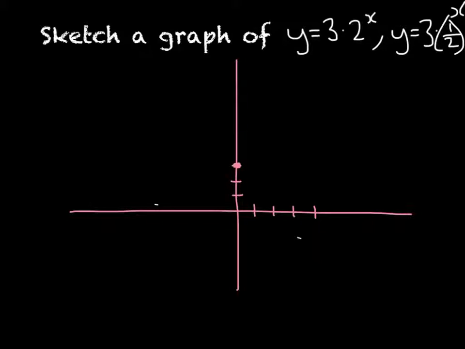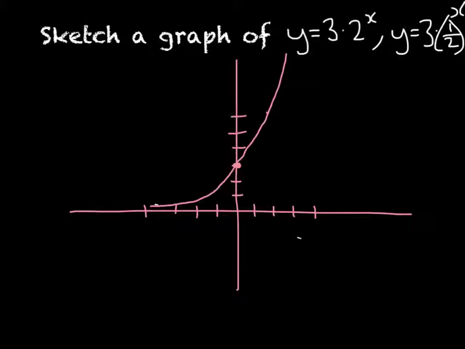will show an exponential increase by 2 each time, so that when x equals 1, we have y equals 6. And when x equals -1, we have 3 over 2, or about 1.5. So we can draw our exponential graph something like this.